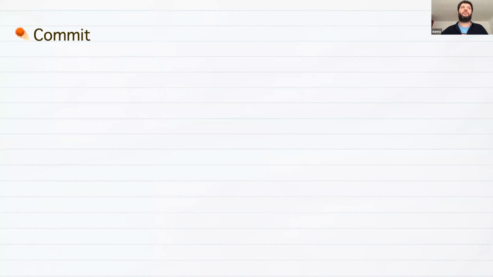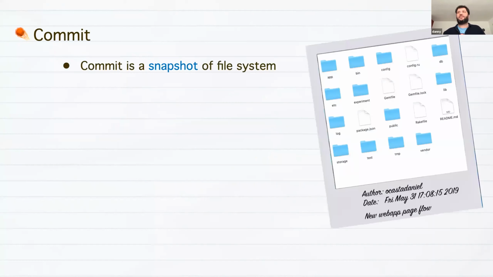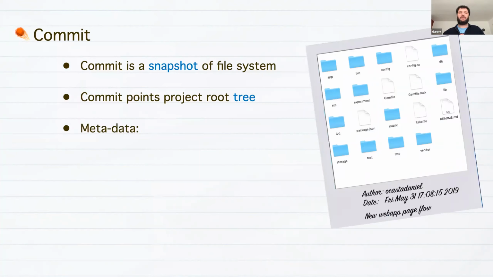So the next type is a commit. Now, commit, as I've said before, is just a snapshot of your file system at a certain point in time. Because a tree represents a folder at a certain point in time, all the commit really does is it points to the root tree of your project. And then it adds some metadata to it. So lo and behold, an SHA hash.